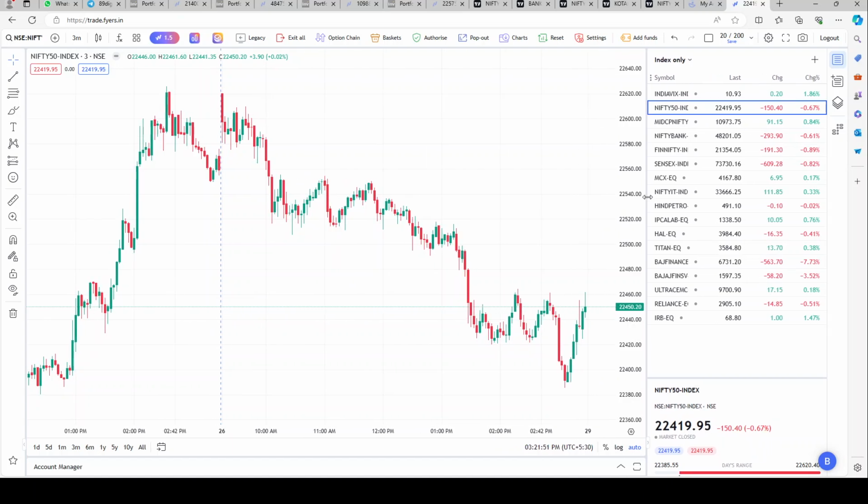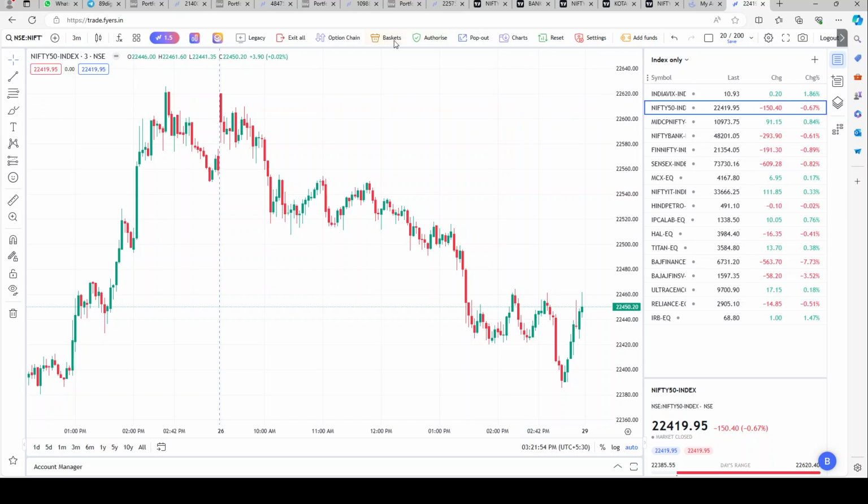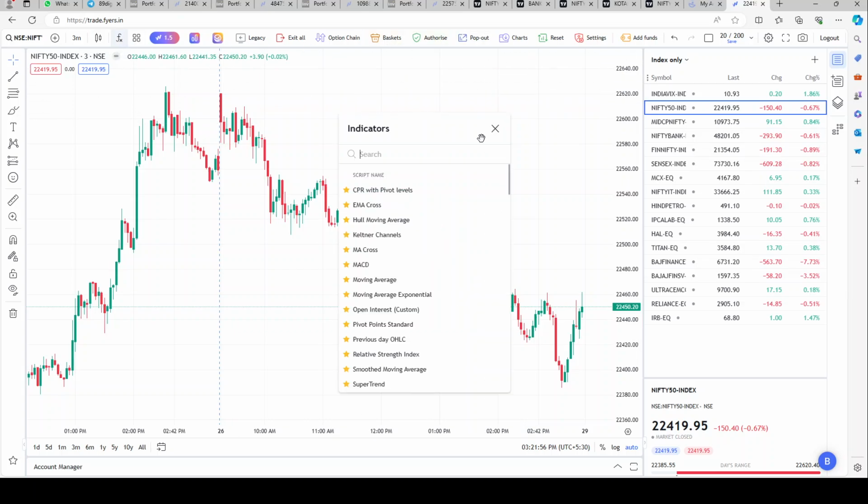The first indicator that we shall add, we'll go to indicators and there will be something called MA cross. MA cross is nothing but two simple moving averages crisscrossing each other. As you can see, there's also EMA cross. At this point, I'm not getting the full form of EMA for some reason. Anyways, MA cross is simple moving average, and we shall use only that. All right.